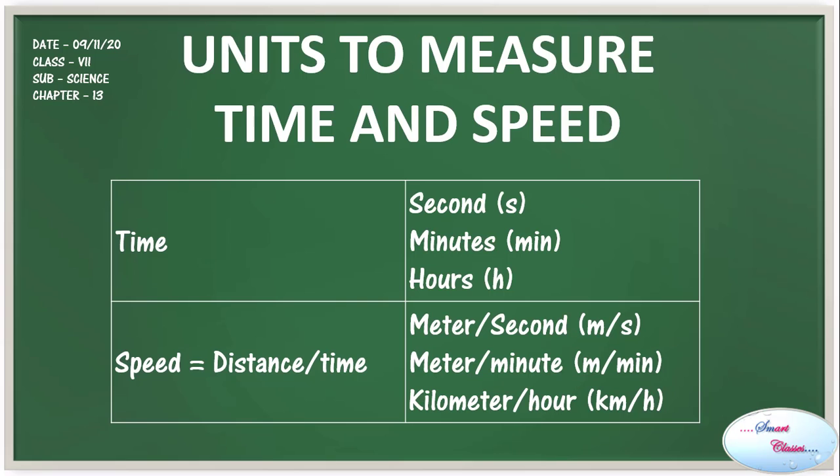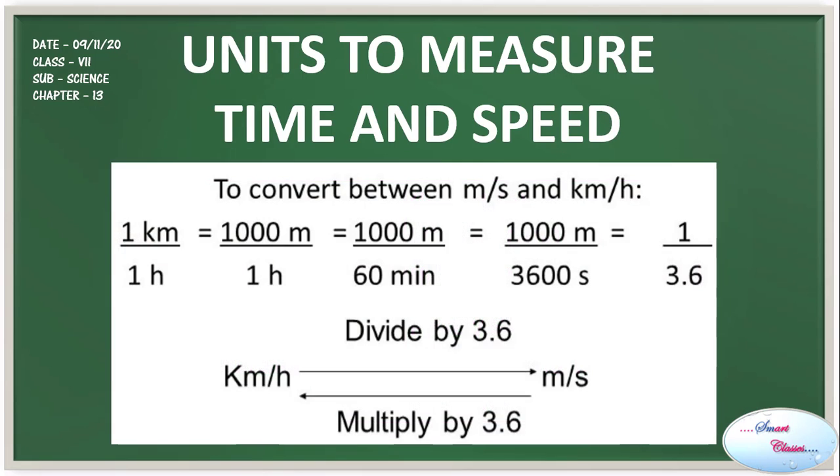To convert between meter per second and kilometer per hour, you divide by 3.6 when you have to change the larger unit into the smaller unit, and you multiply by 3.6 when you have to change the smaller unit into the larger unit. That is, meter per second into kilometer per hour.